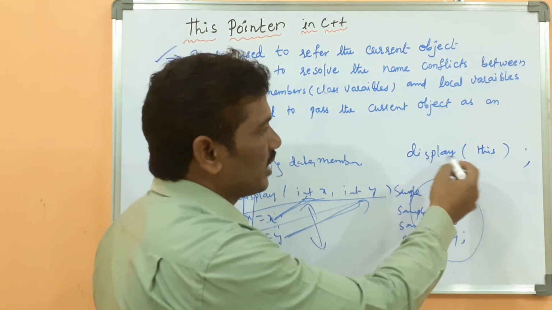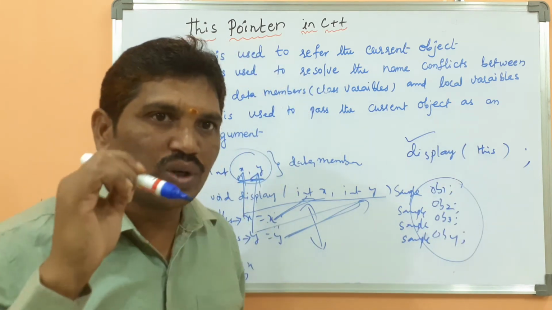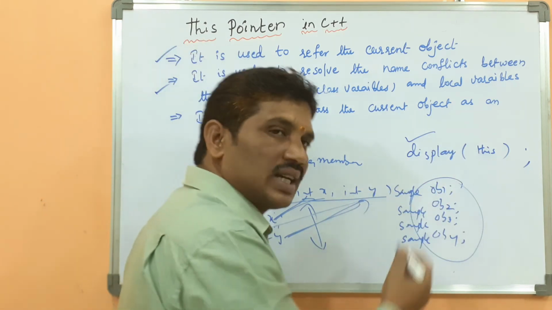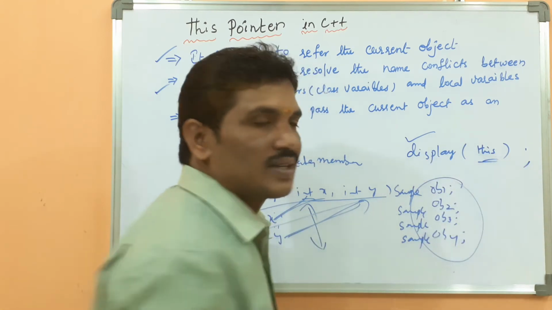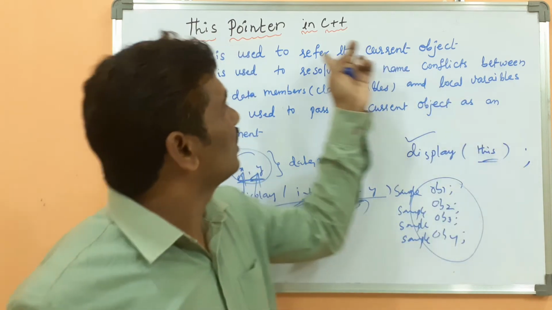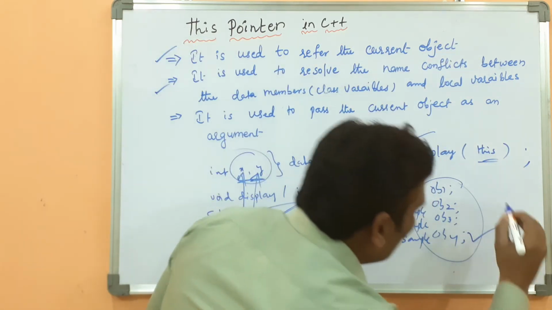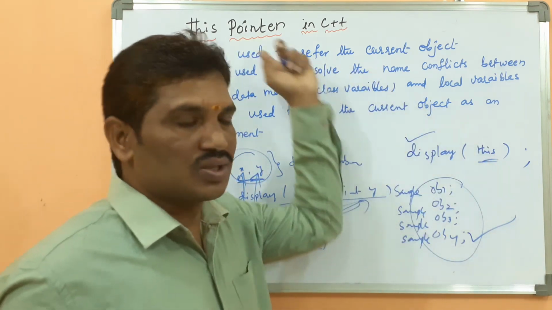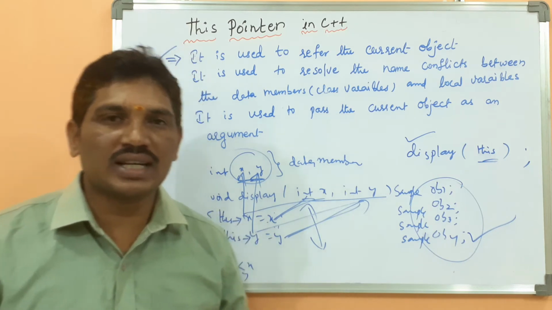If you want to pass the current object to a display function, how should you write the function call? You should write display, and after that, this. What is the meaning of this? This refers to the current object of a class. Which one is the current object here? OB4. OB4 can be passed to the display function. I hope it is clear.